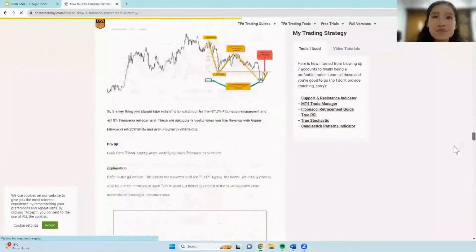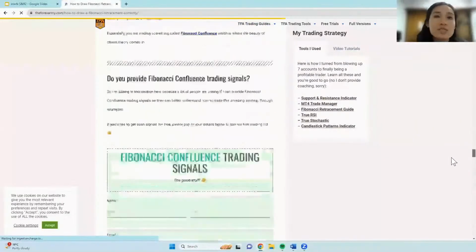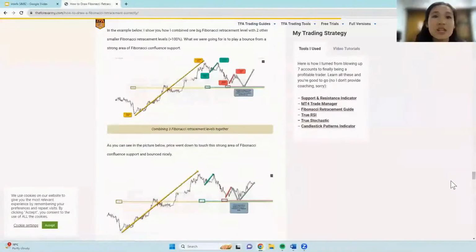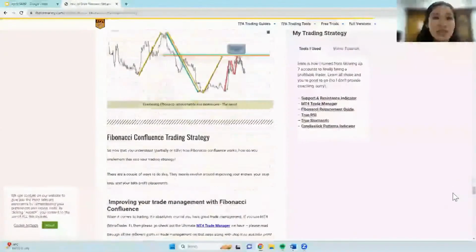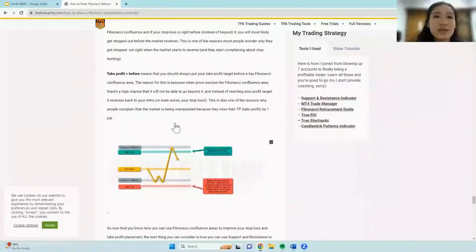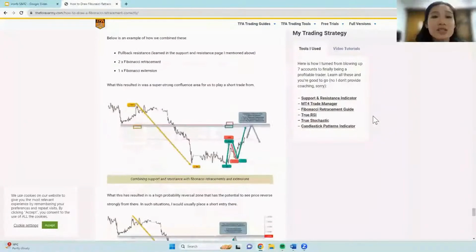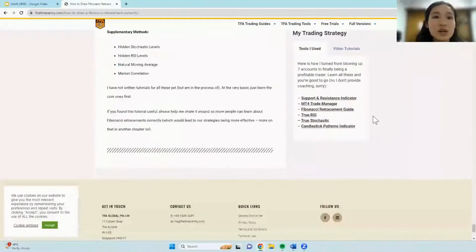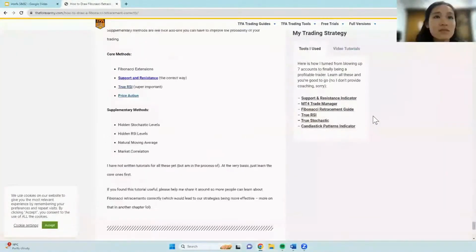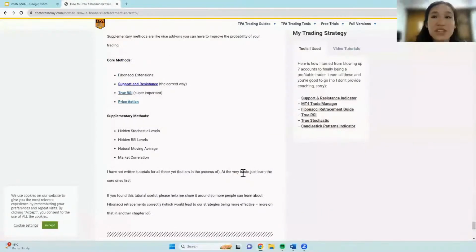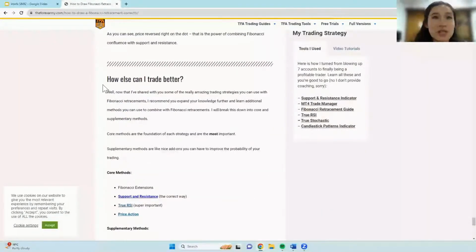So yeah, these are really in-depth and really easy to understand Fibonacci guides, as well as some risk management techniques. This is really important. Support and resistance, all of these as well. You can go and explore this website on your own.